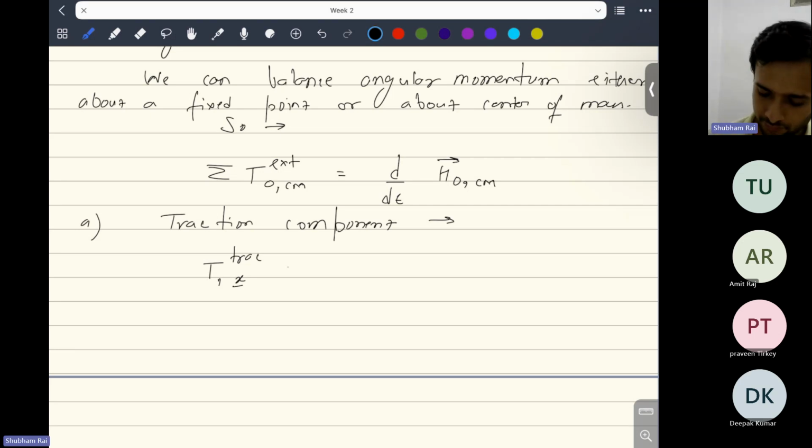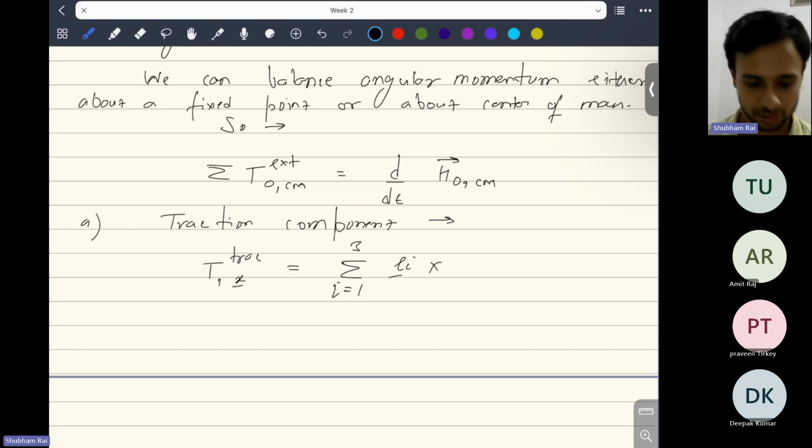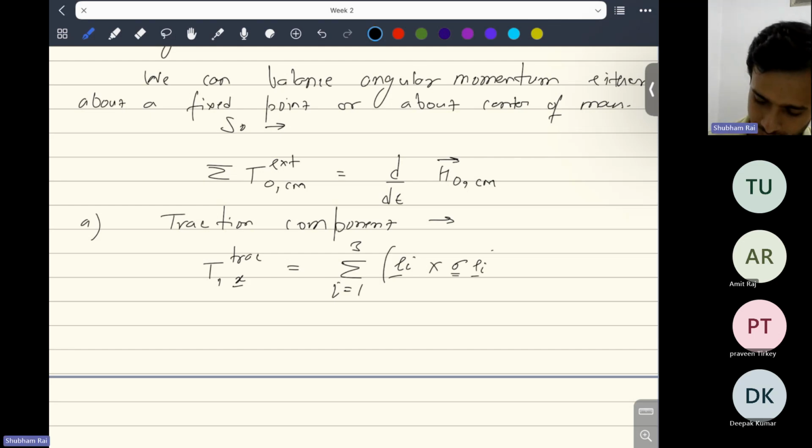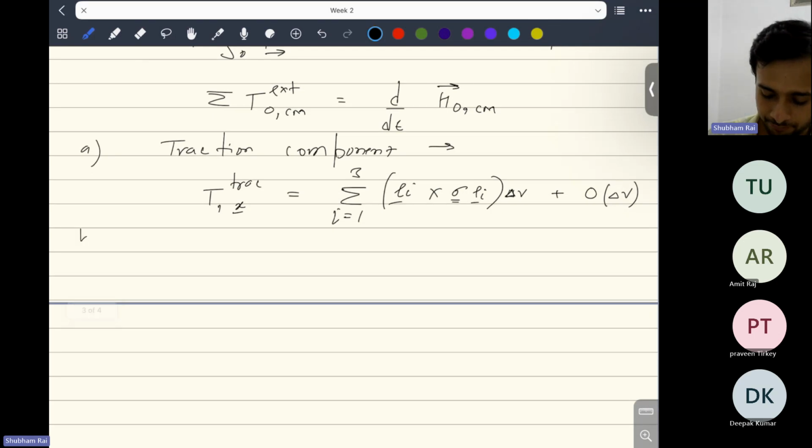Okay, so that is given by an expression you would have learned in the class. I'm just directly writing the expression: sigma i equal to 1, 2, 3, e_i cross product, it is not direct product, it is cross product, sigma e_i times the infinitesimal volume of the body, plus higher order terms of the volume. So that was the contribution from traction, and then you have the body force contribution.